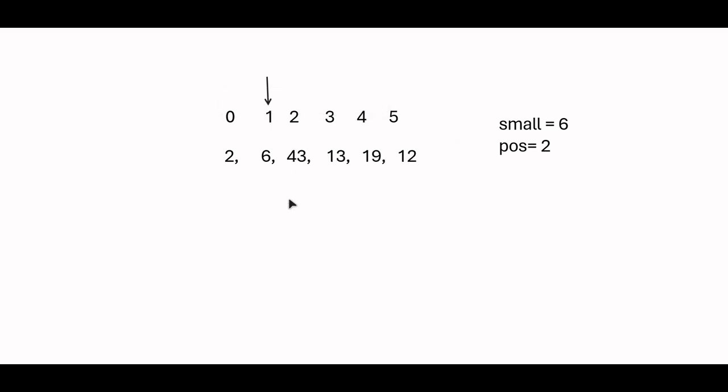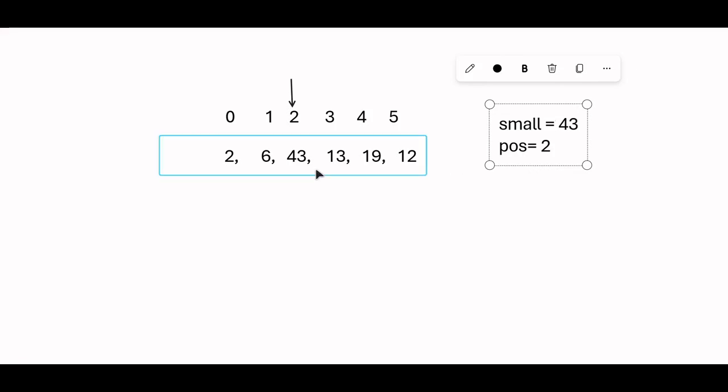Now the next iteration, my k would have started from here, my small would have started with a 43 in position 2, and that I'll compare with the remaining array elements. 43 and 13, 13 is smaller, so small will be updated to 13 and the position will be changed to 3 because 13 is found in subscript 3. 19 and 13, there won't be a change.